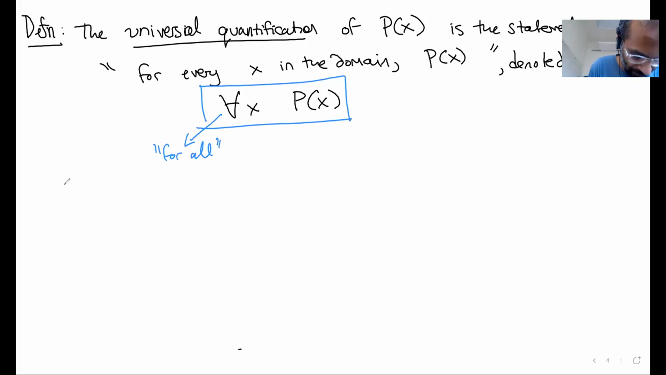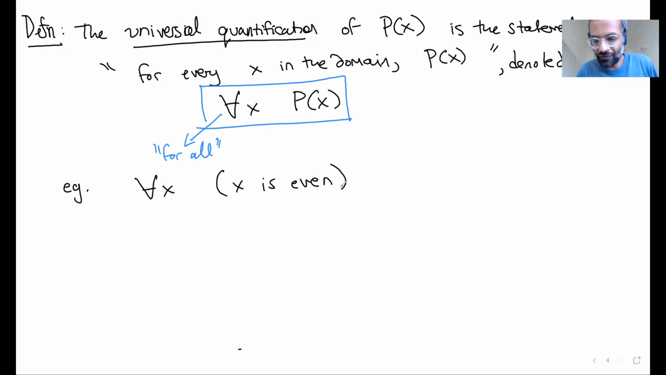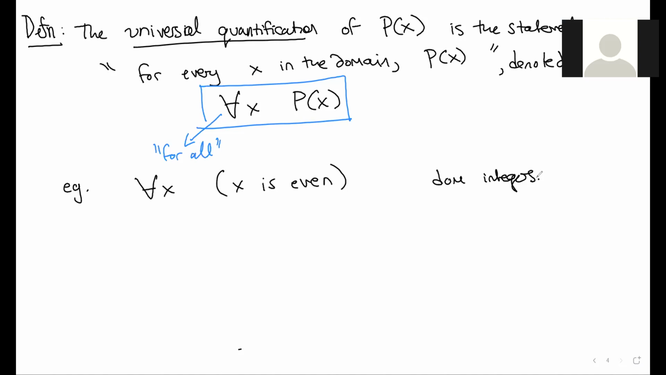So for example, for every x, x is even. This is the universal quantification of the propositional function x is even, and the domain is, let's say, the integers. So is this true or false? False, right? Because there are odd integers. So it's not true that for every integer.